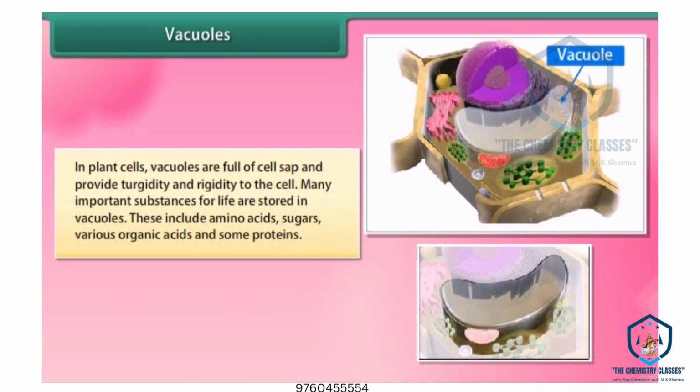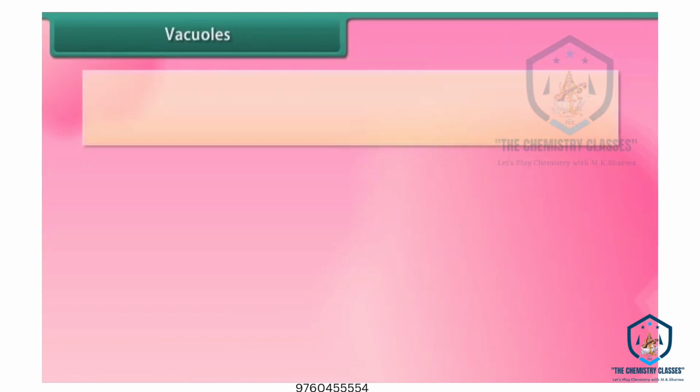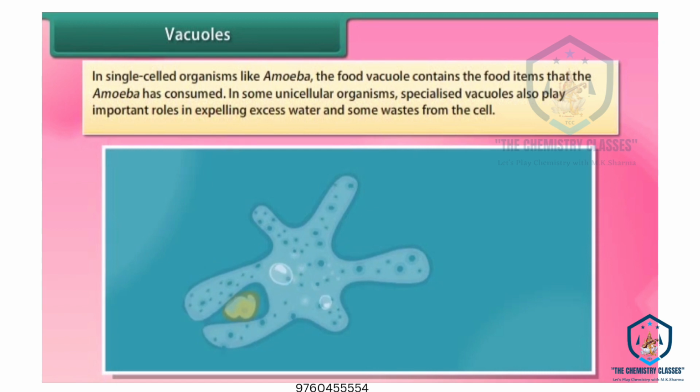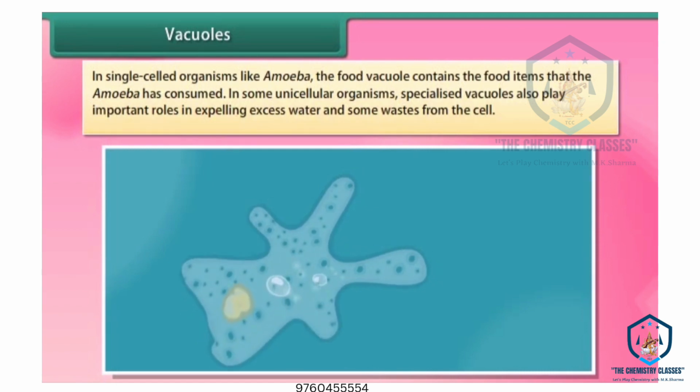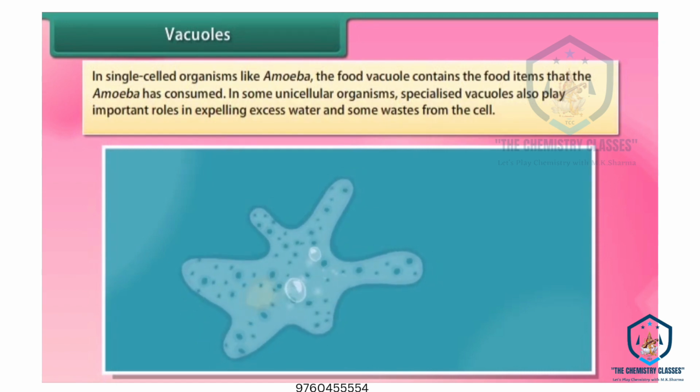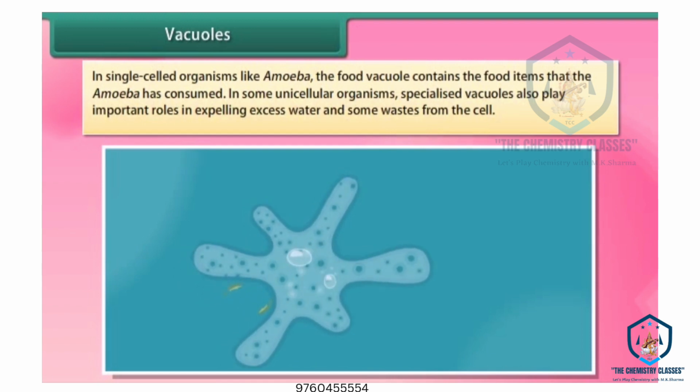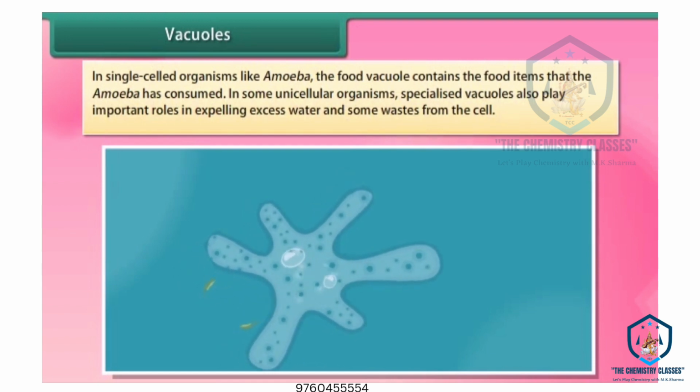Many important substances for life are stored in vacuoles. These include amino acids, sugars, various organic acids, and some proteins. In single-celled organisms like amoeba, the food vacuole contains the food items that the amoeba has consumed. In some unicellular organisms, specialized vacuoles also play important roles in expelling excess water and some wastes from the cell.